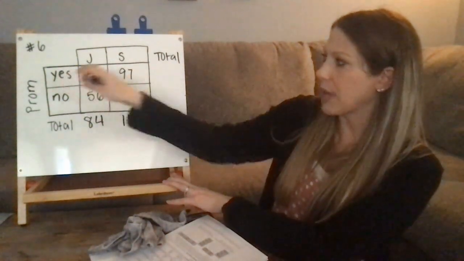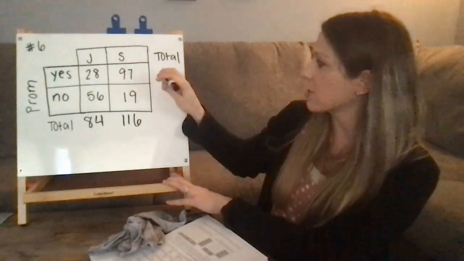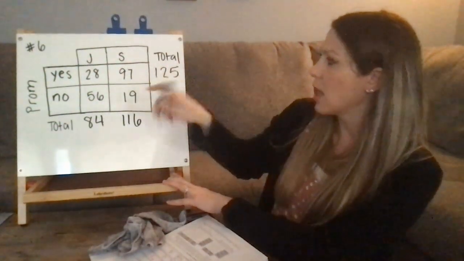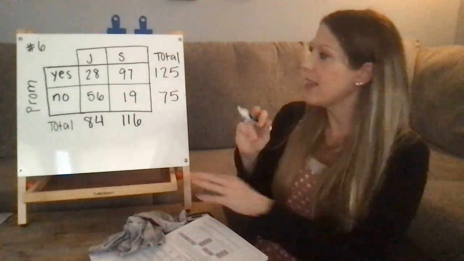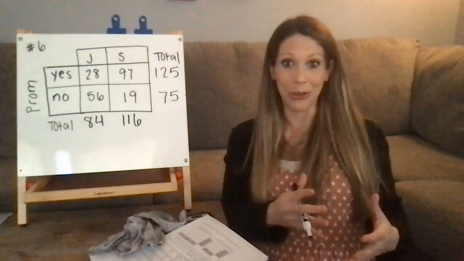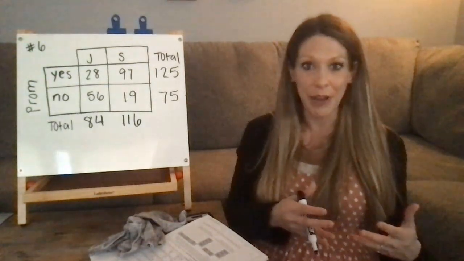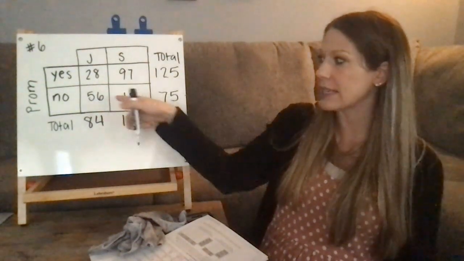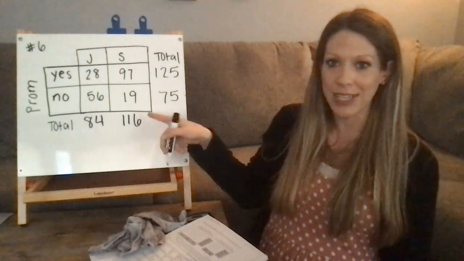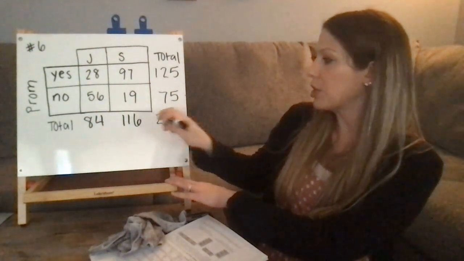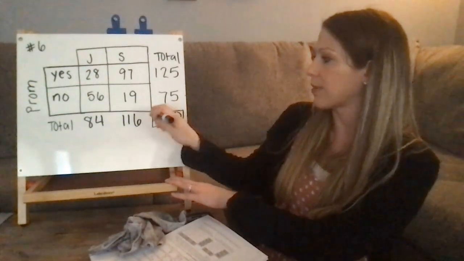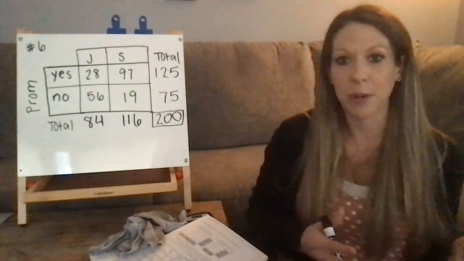Total amount of people that went to prom from juniors and seniors was 125. Total amount that did not is 75. And then if I wanted to know the total, like how many students are we talking about here, we could add up all of these boxes or add up our totals here or add up our totals there. And basically we get that there were 200 students that were surveyed for this particular problem.